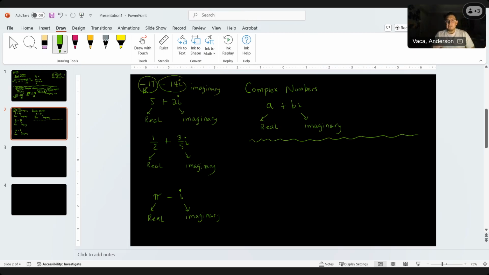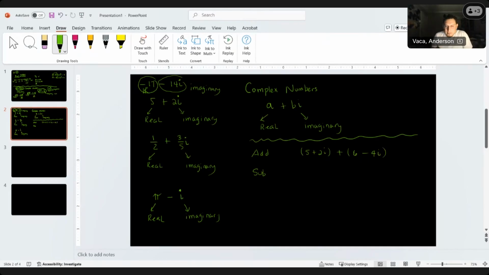So what can we do with complex numbers? We can add and we can also subtract, just like we do with real numbers. You know how to add and you know how to subtract. So let me add two complex numbers. I'm going to try to keep them simple. So I'm going to add 5 plus 2i plus, let's say, 6 minus 4i.